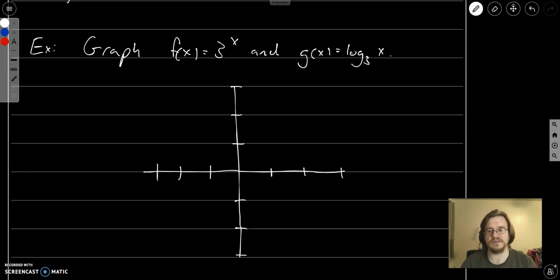So f of x is equal to 3 to the x power. Let me label... we just want 1, 2, 3, -1, -2, -3, and if I start graphing the first function, f, if I plug in, let's say a 0 in here, 3 to the 0 power, anything to the 0 power is 1. 3 to the first power is going to be 3. 3 to the -1 power is going to be 1 over 3, a third.